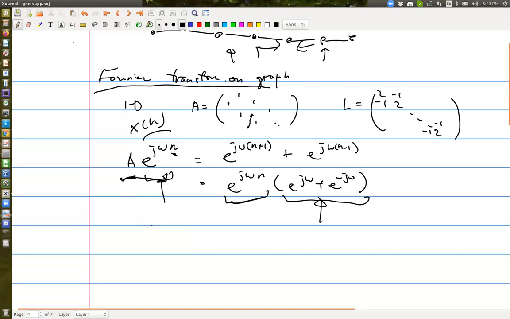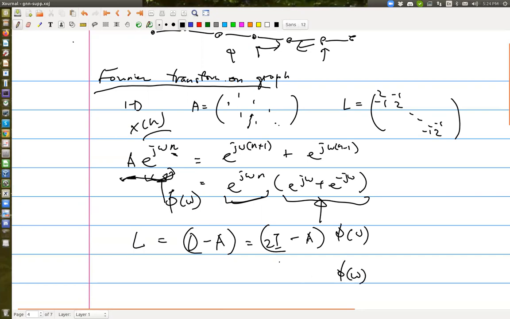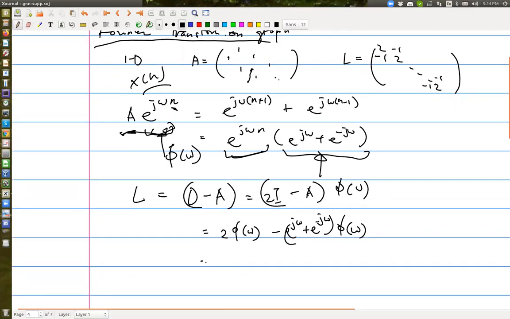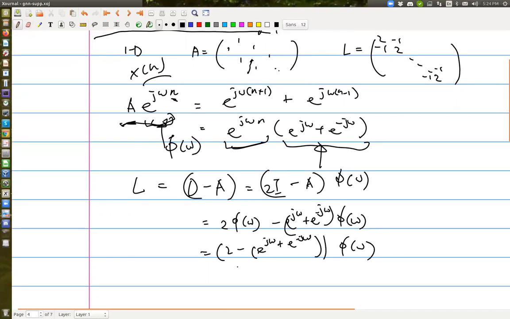And actually, it's also an eigenvector of L, because L is equal to D minus A, right? And D in this case is just an identity matrix, it's just equal to 2I, right? Minus A here. Let me call this φω. So I have 2φω minus Aφω, where Aφω gives e^(jω) plus e^(-jω) times φω. And I can group this φω together, so I still have something like this. Therefore, this is still an eigenvector, right?